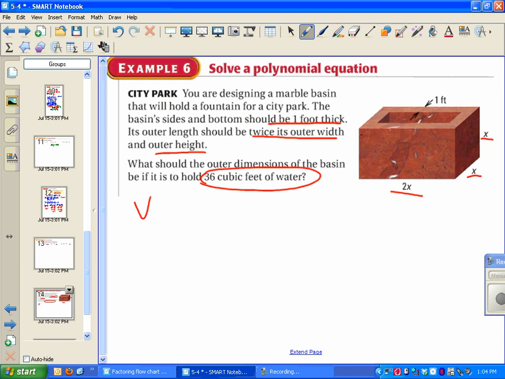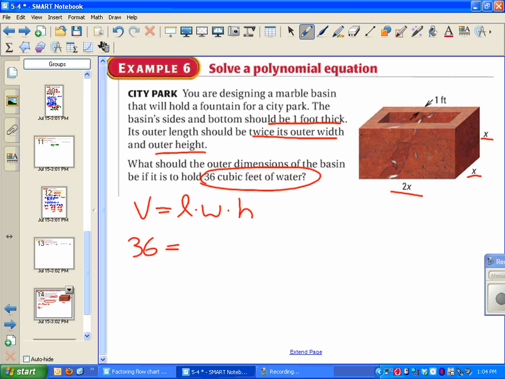So volume is length times width times height. So the first thing we're going to do is find the inner length because the outer part cannot hold the 36 cubic feet of water. It's just the volume of the inside of the basin. So our volume is 36.